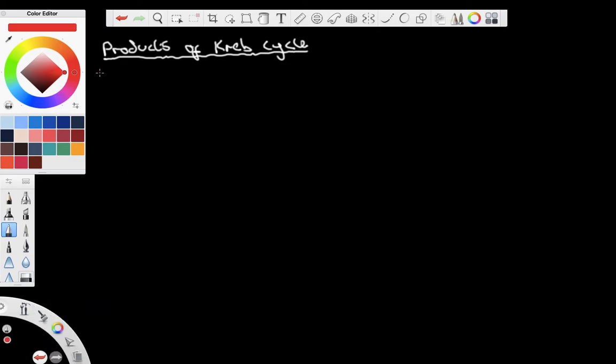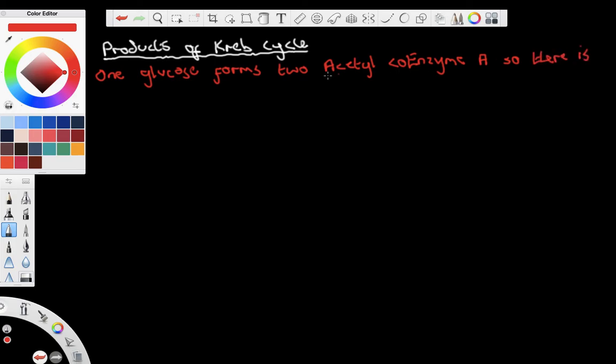So we can say that 1 glucose, and I'm putting it in red, it's important, 1 glucose forms 2 acetyl coenzyme A's, so there is 2 turns of the Krebs cycle for 1 glucose.